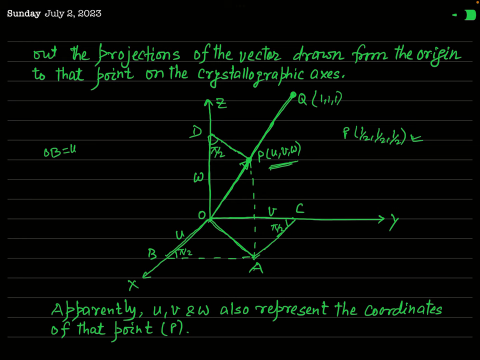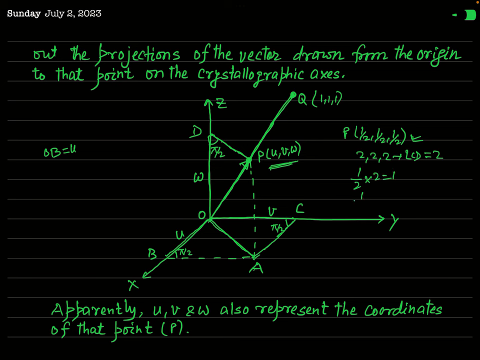You have to take again the LCD, as you have taken in case of Miller indices. LCD means you have to take the LCM of the denominators. Since the denominators are 2, 2, and 2, the LCD will be simply equal to 2. Now we will multiply these coordinates, that is 1 by 2 by the LCD, that will be 1.